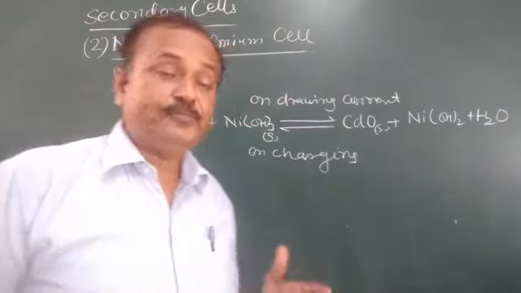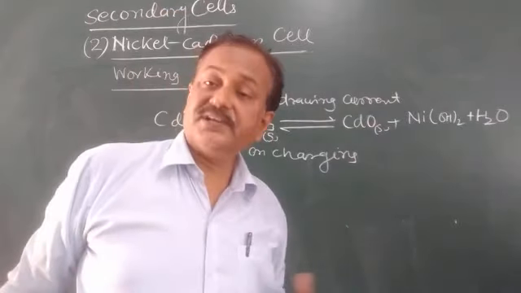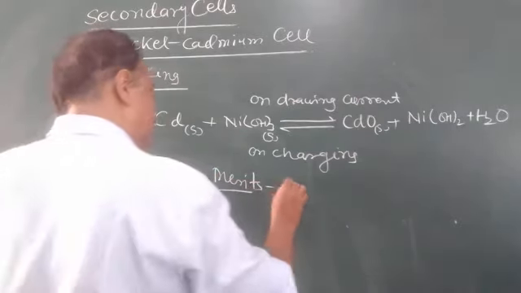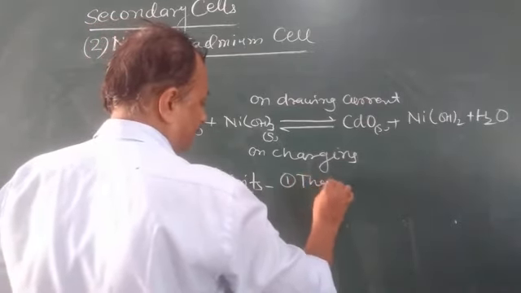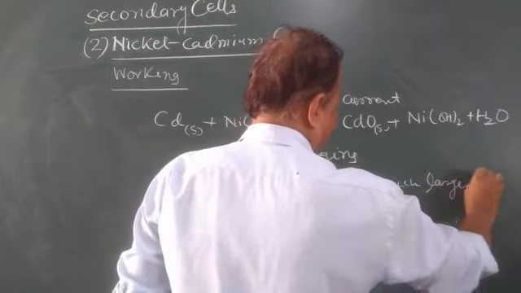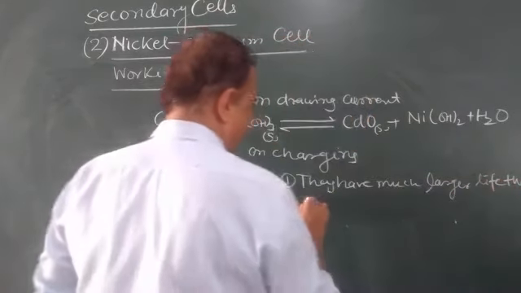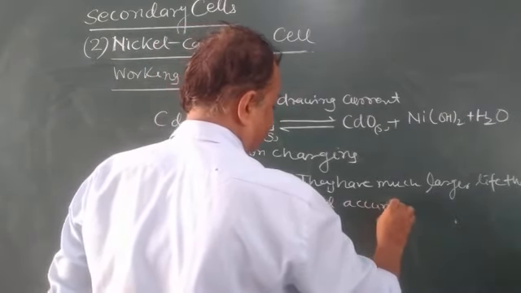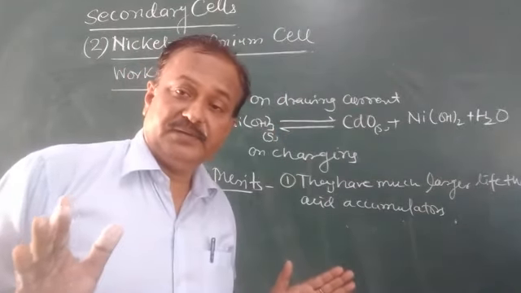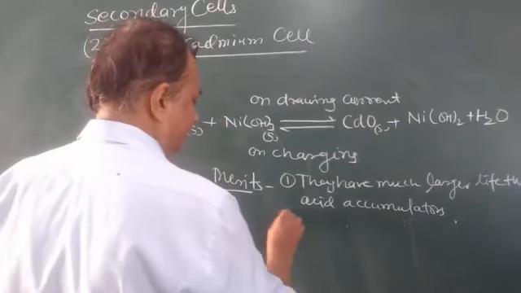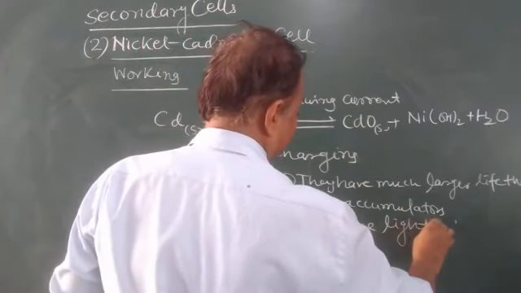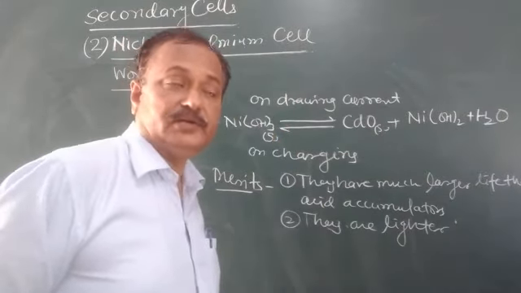Now coming to the last part of this, what are the merits and what are the demerits? First we'll talk about the merits. The merits are limited. First, they have a much larger life than the acid accumulator. Acid accumulators have limited life, while they have a very large lifetime. And second, they are lighter. They are much lighter than the acid accumulators.